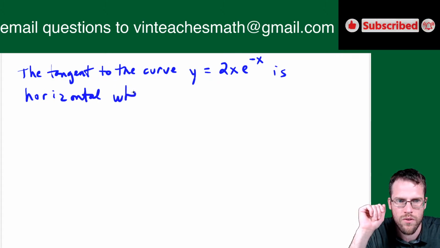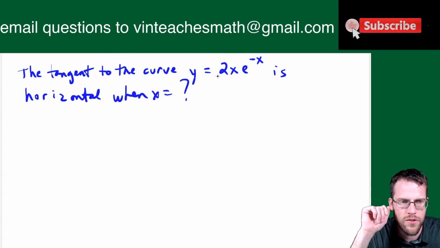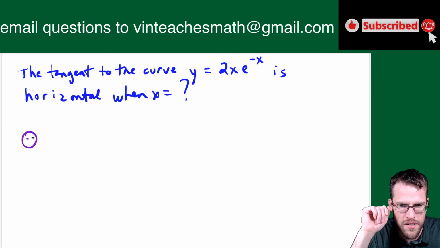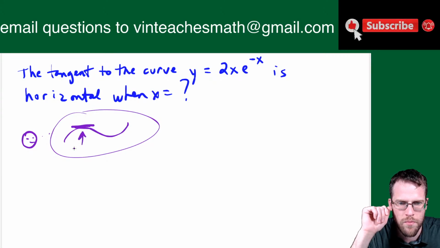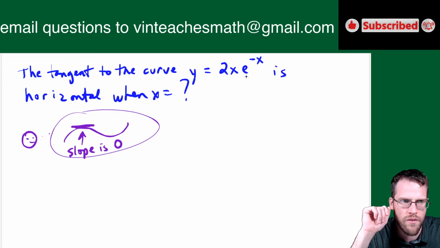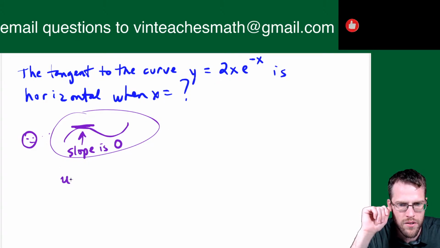So the tangent to the curve, this is horizontal when x equals blank. All right. So here, thought process: if you have some curve, the tangent is horizontal when the slope is 0. And the slope is the derivative of the function.